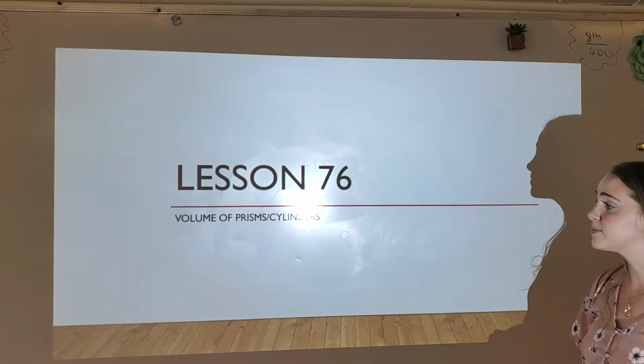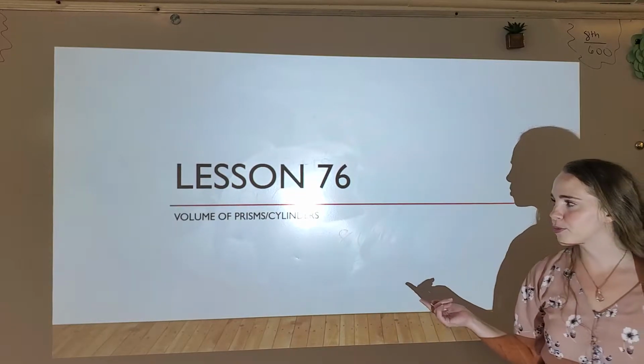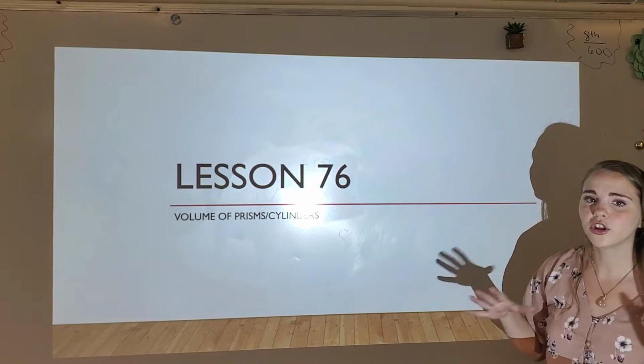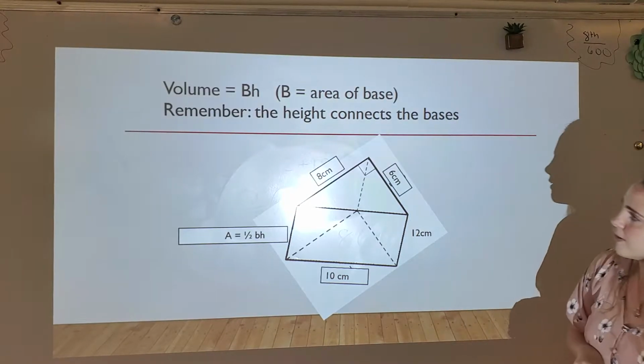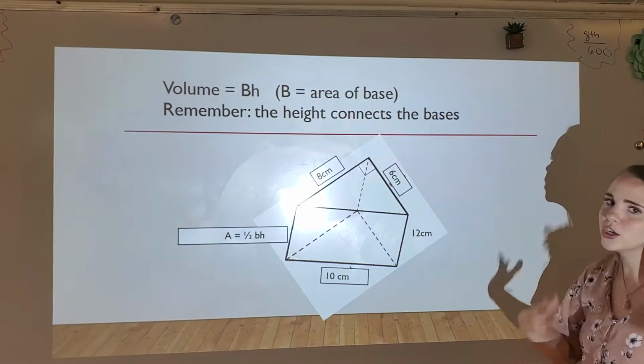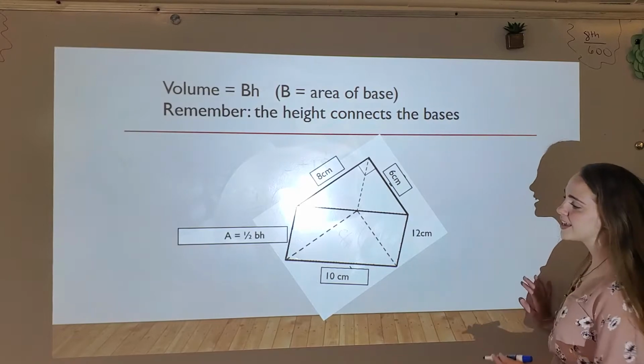All right, volume of prisms and cylinders. This is basically review, but all we've done so far with prisms are the rectangular prisms, so now we're going to do a little bit different shapes. Volume is the area of the base times the height. So if you can identify the base, you got it. Just find the area and multiply by the height. And remember, the height connects the bases.